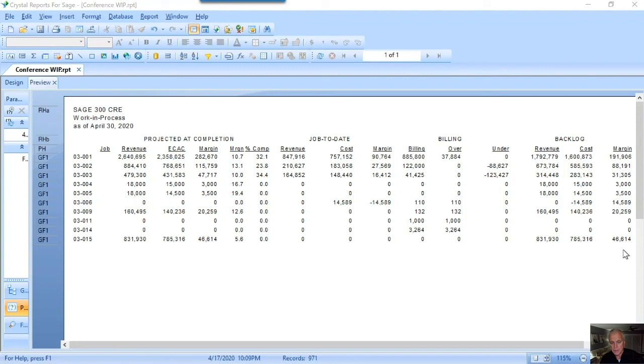The thing about Timberline Sage 300 is that while there is a WIP report, a lot of companies do a custom one that's date sensitive and more of a standard best practice format. And we can help you with this very, very easily. We need to know what you need, please. Please let us know. Call us at 877-213-3860 at any time. Let us know how we can help you.